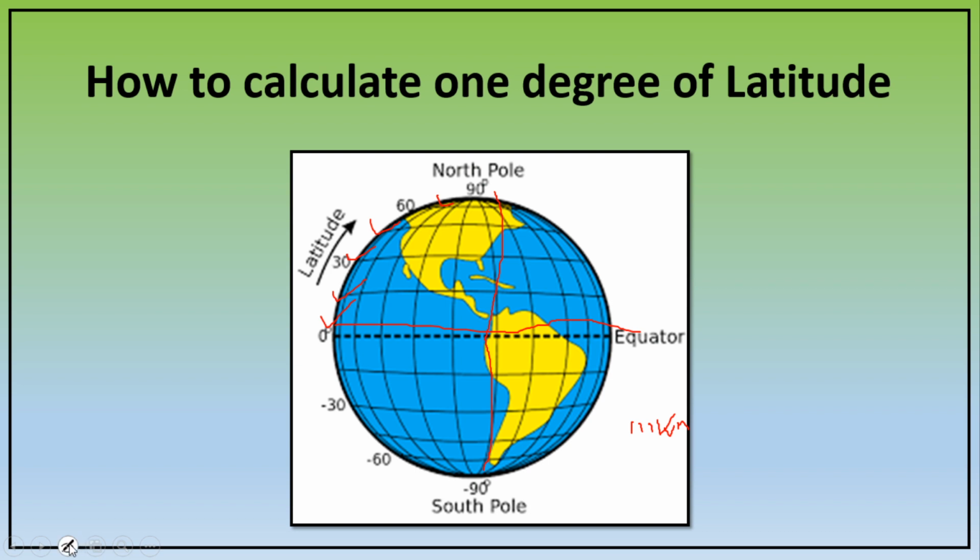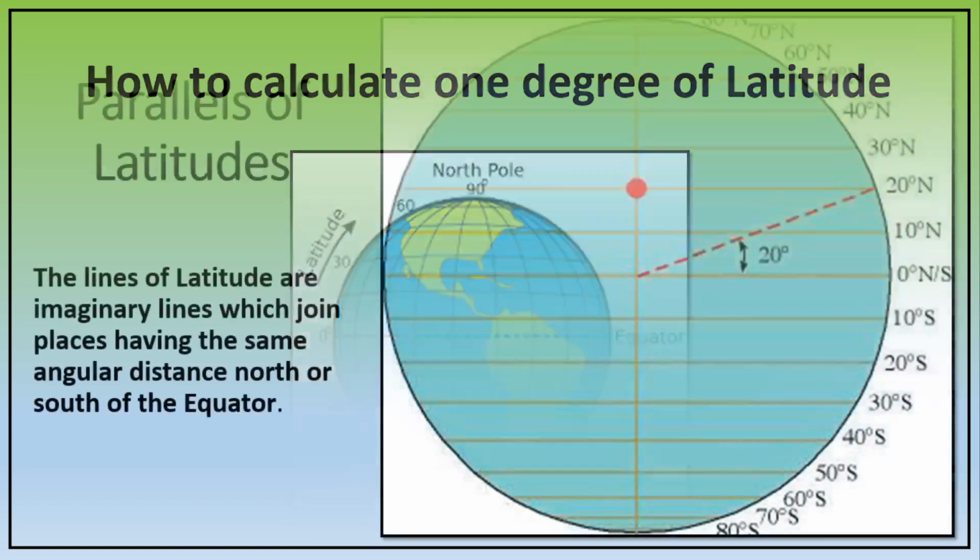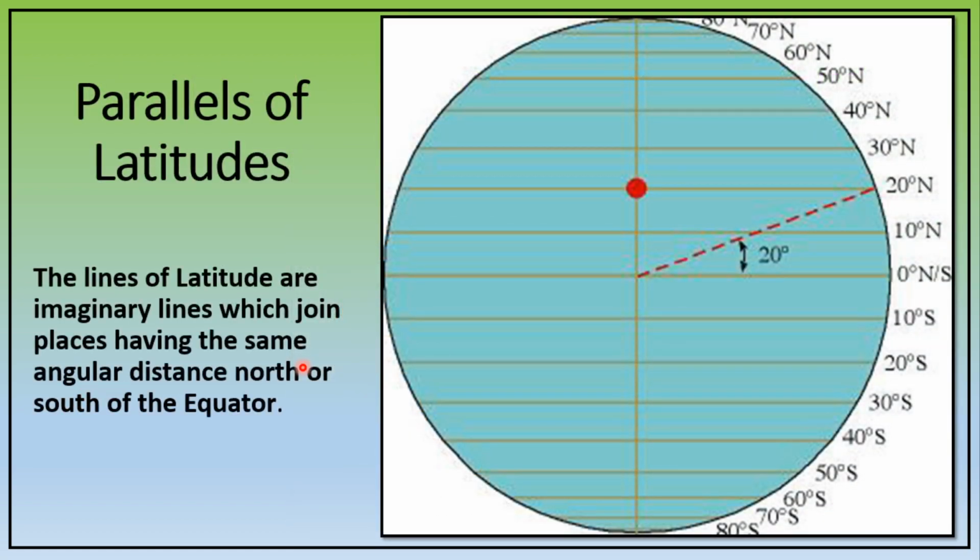Now let us move to the next topic, and that is parallels of latitude. I have been explaining to you that latitude is an angular distance measured from the center of the earth north or south of the equator. Now if I keep a protractor over here and make a line at 20 degrees, this line becomes the 20 degree north latitude. Why 20 degree north latitude? Because it is in the northern hemisphere.